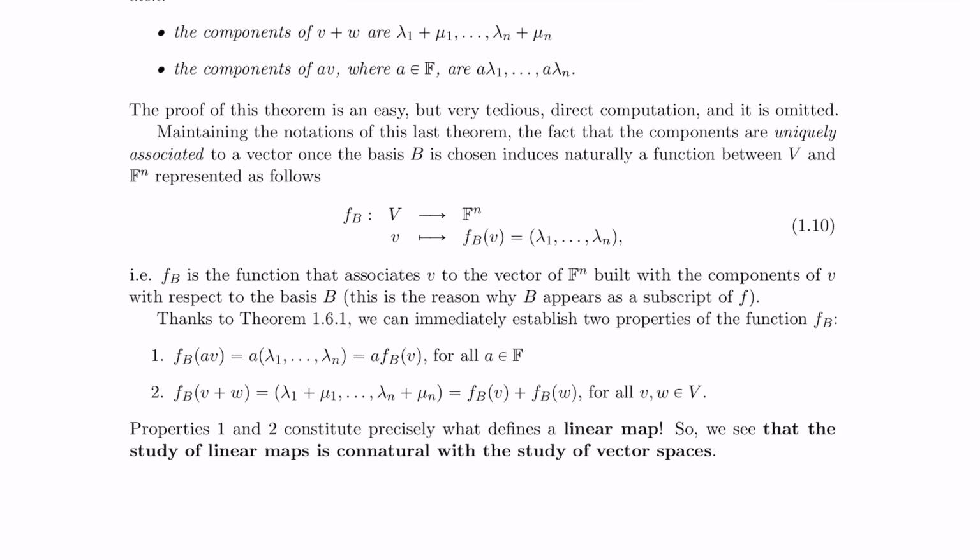The first is that Fb applied to A times V is A times the components of V, namely A times Fb of V. The second property is that Fb applied to the sum of two vectors is simply the sum of the components of the two vectors, namely the sum of Fb applied to V and Fb applied to W. These two properties are exactly those that define a linear map, that is the object that is discussed in Chapter 2.